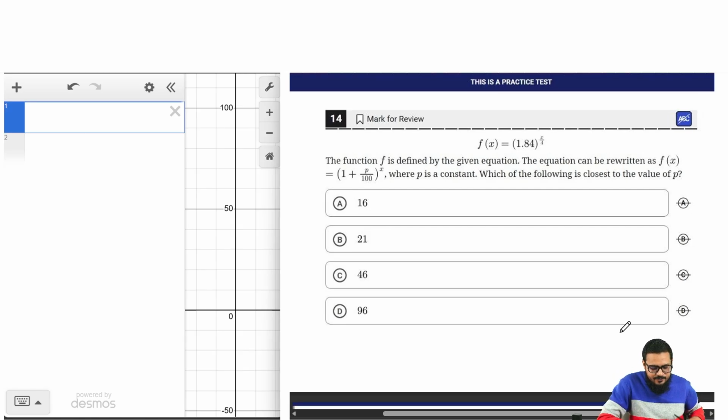The function f is defined by the given equation, and the equation can be rewritten as f of x equals 1 plus p over 100 whole power x, where p is a constant. Now, which of the following is closest to the value of p?